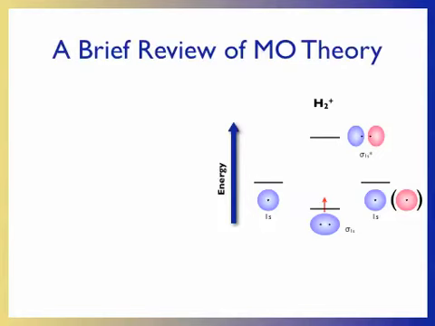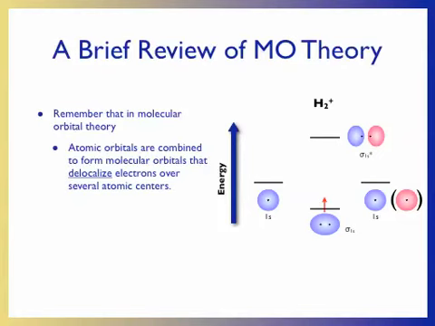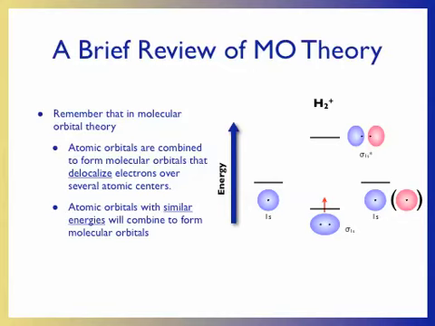Here are the major tenets of molecular orbital theory. In molecular orbital theory, we combine atomic orbitals on different atoms to form molecular orbitals. The most important property of these molecular orbitals is that they allow electron density to move along several atomic centers. We call this delocalization. We also would like to note that atomic orbitals that have similar energies will combine to form molecular orbitals.